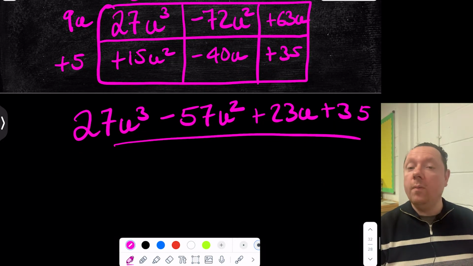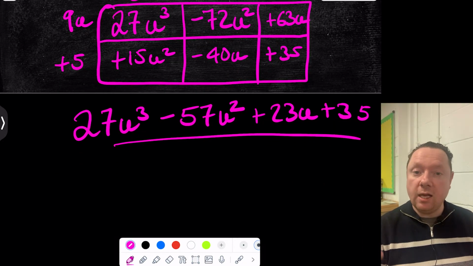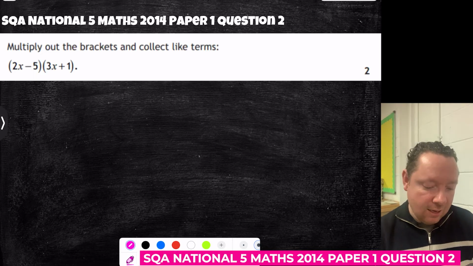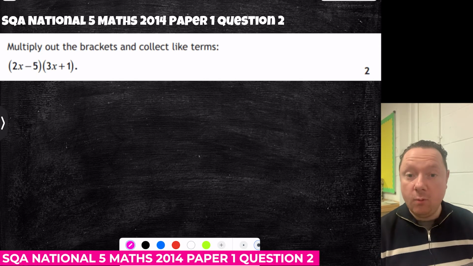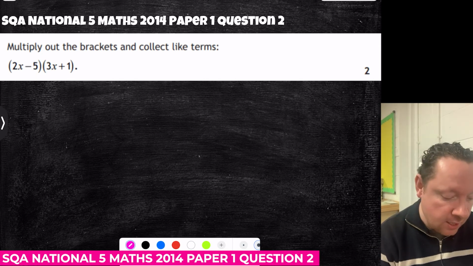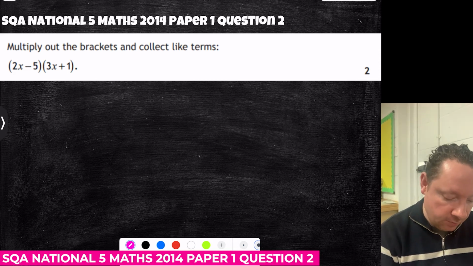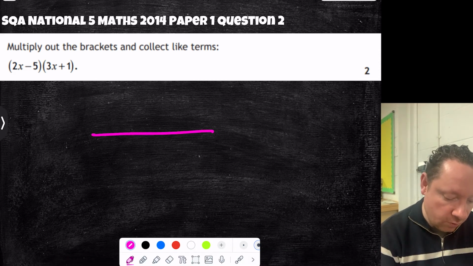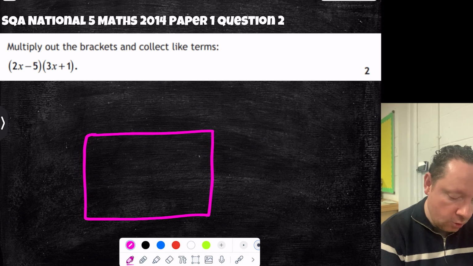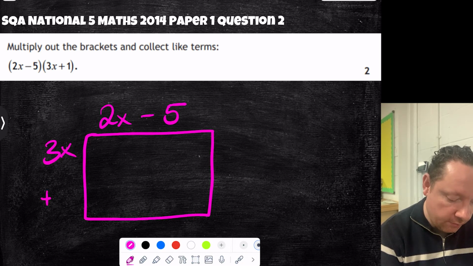Okay, now let's look at all the past paper questions involving expanding brackets. Usually happens at the start of the exam paper. SQA National 5 Maths 2014, paper 1, question 2 on expanding brackets. Multiply out the brackets and collect like terms. Got a standard one this, so we've got a box. 2x minus 5 on one side and 3x plus 1 on the other.